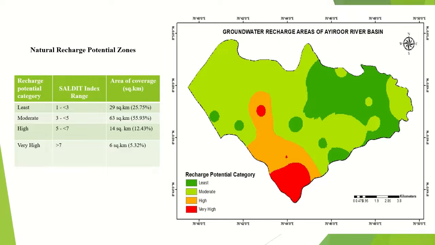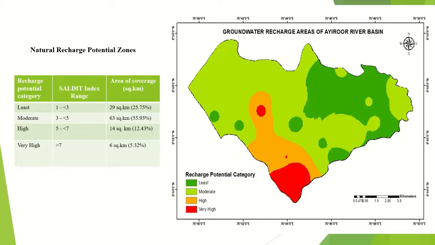These 6 layers are reclassified with the corresponding ranks and SALDIT index scores. Calculation is done with them, and finally we generate the groundwater recharge area map. In this map, around 63 square kilometers of area is under the moderate recharge potential zone category, having a SALDIT index ranging from 3 to less than 5, followed by the least and high potential categories having areas of coverage of 29 square kilometers and 14 square kilometers respectively.